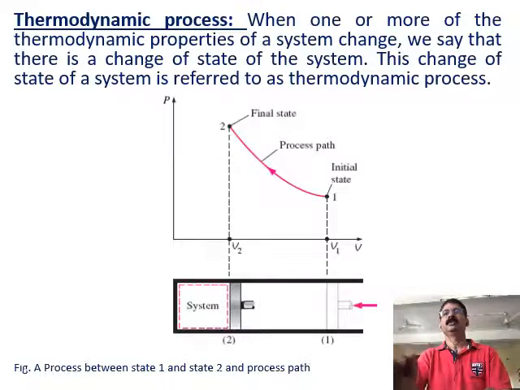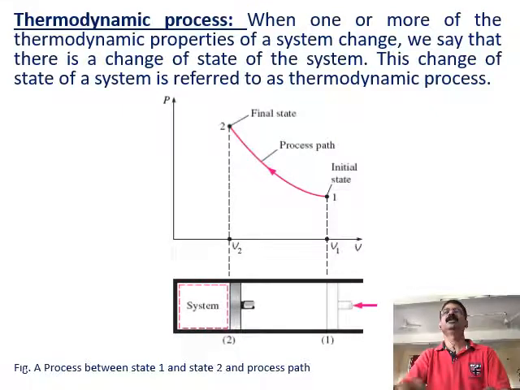So first of all, you should know what is state. State is nothing but the exact condition of a substance which is determined by the property values at that point. Now whenever the property values change, we say that the system has undergone a change of state. So that is nothing but a process.